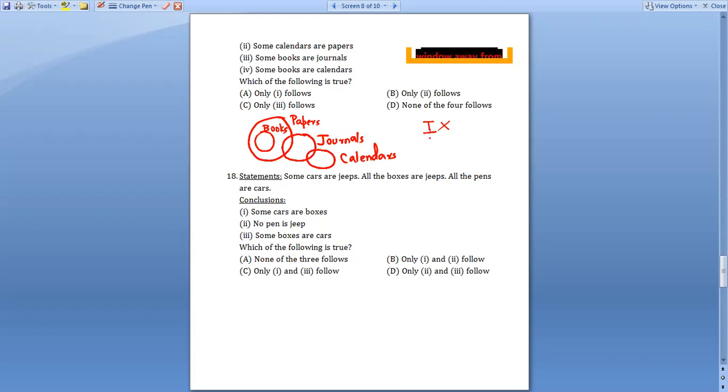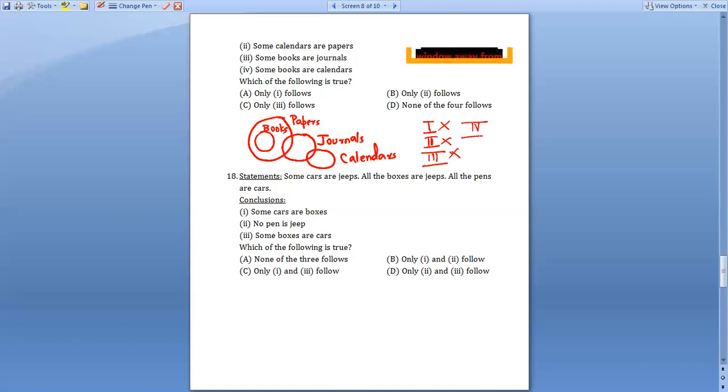So next, conclusion 2. Some calendars are papers. Again, calendars and papers are not directly connected, so we cannot say anything about conclusion 2. Conclusion 3: some books are journals. We don't know, because they are not directly connected.